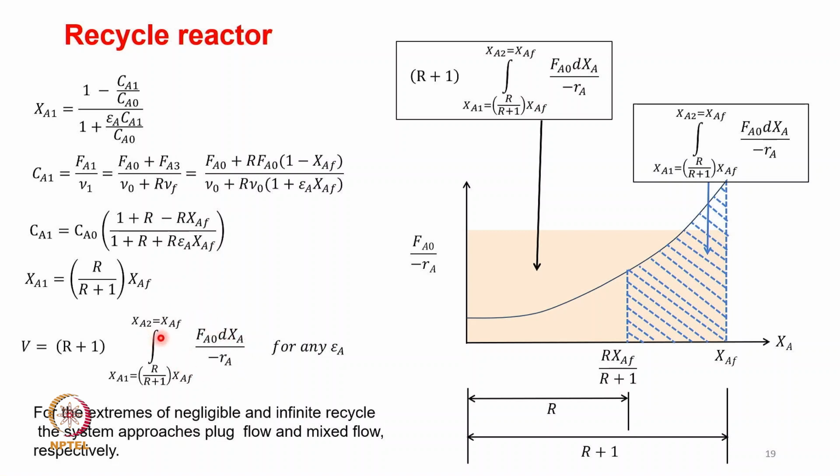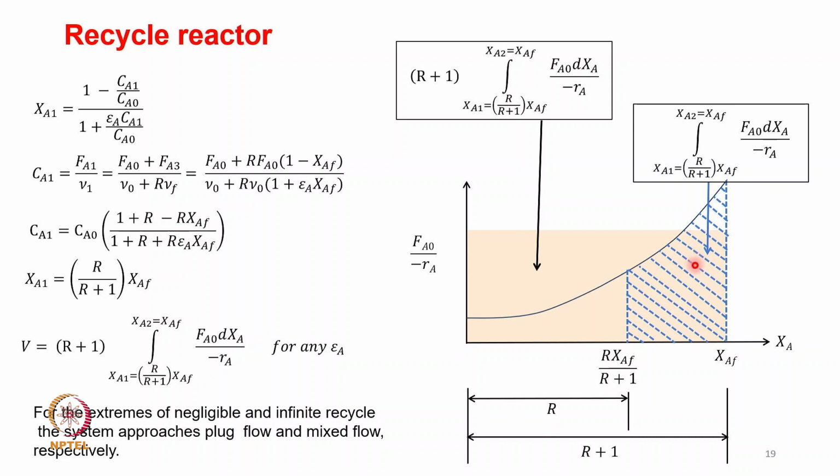The way we could calculate it, if we have Fa naught into dXA by Ra available as an area under the curve, you multiply that with R plus 1. So, if you plot over here, the integration is from R by R plus 1 times XAF to XAF, where XAF is the final conversion. Let us say this is R XAF by R plus 1. This is that area under the curve.